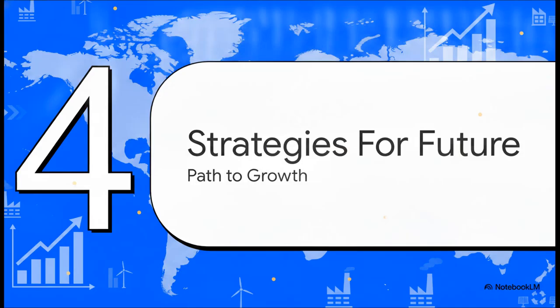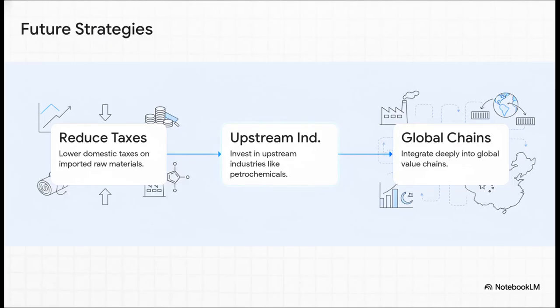All right, part 4, strategies for future growth. Reversing this trend is going to require a really logical progression, basically fixing the manufacturing pipeline step by step. Step 1, we have to gradually reduce domestic taxes and tariffs on imported raw materials like synthetic fibers to immediately improve competitiveness. Step 2, we desperately need a medium-term industrial policy to build upstream industries. Think of a petrochemical complex that can actually supply those raw materials domestically. And Step 3, use that strengthened base to integrate deeply into global value chains, showing exactly how tariff reforms and industrial policies must reinforce each other.